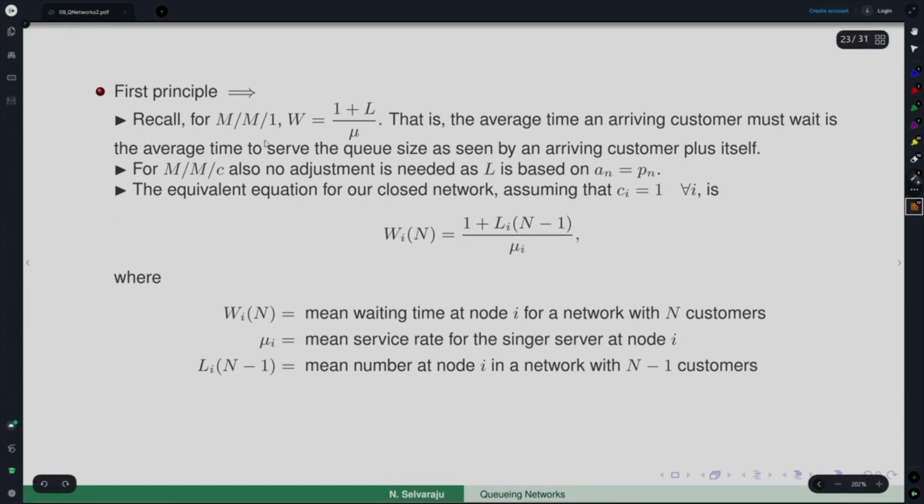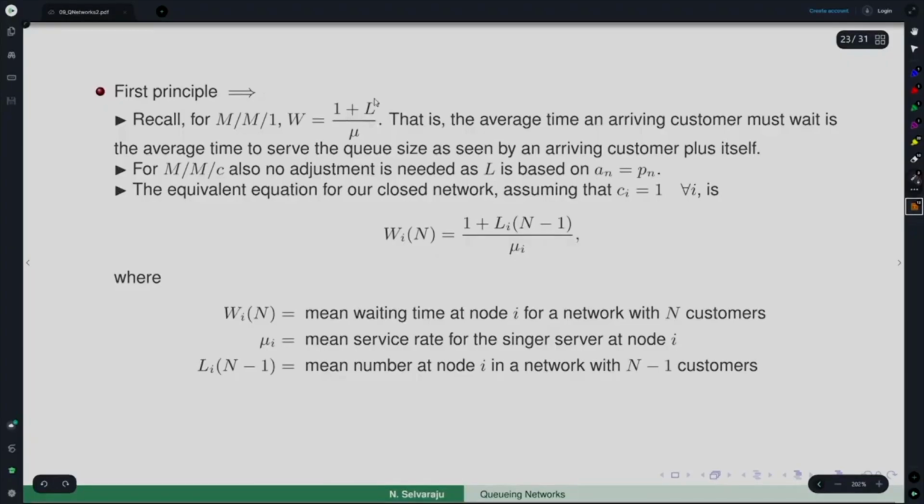Now, recall for M/M/1, W, the sojourn time in that M/M/1 queue, is equal to 1 by mu plus L by mu, right? So what is the sojourn time of a customer there? It is his service time plus the service time of the average number of customers in the system. If L is the average number of customers in the system, each one's service time is 1 by mu. So L times 1 by mu is the average time to serve the queue size that he observes, plus his own service time, which is 1 by mu.